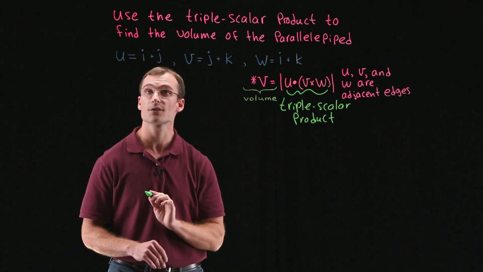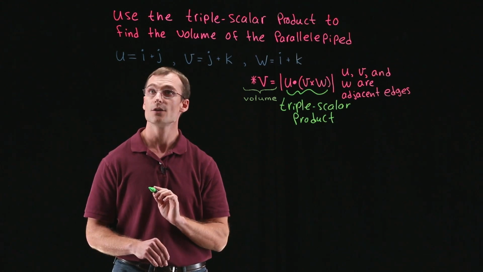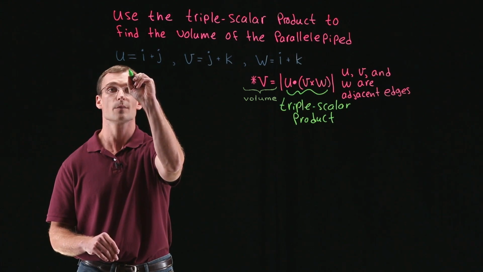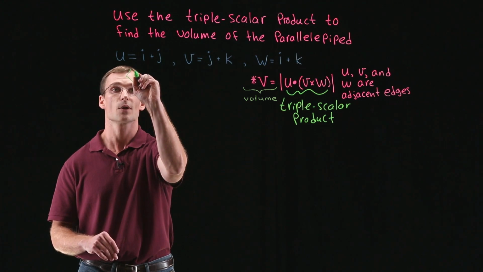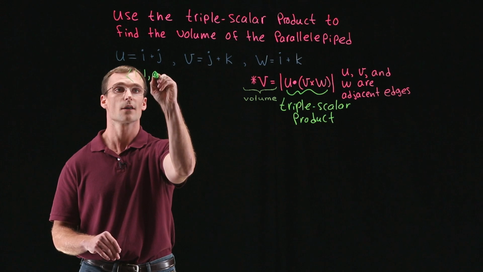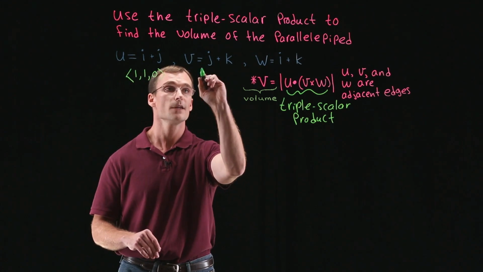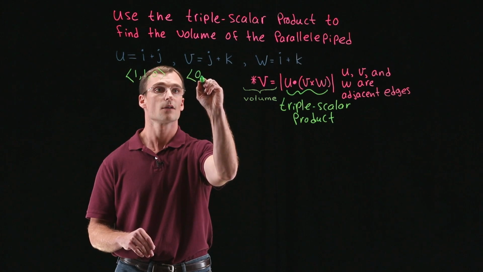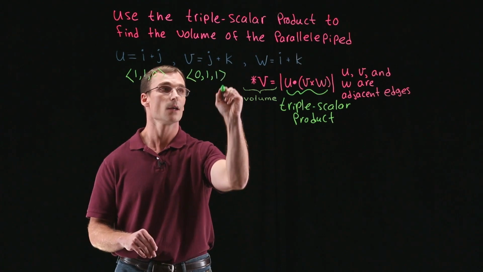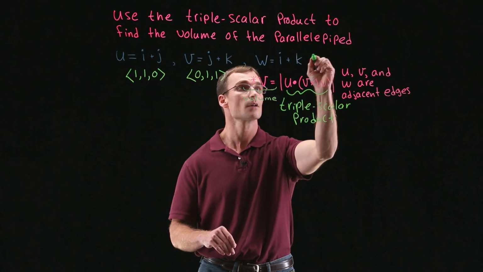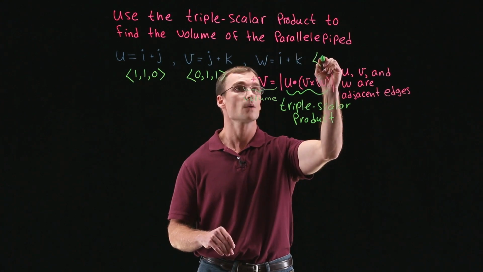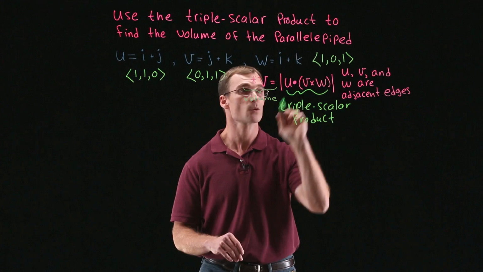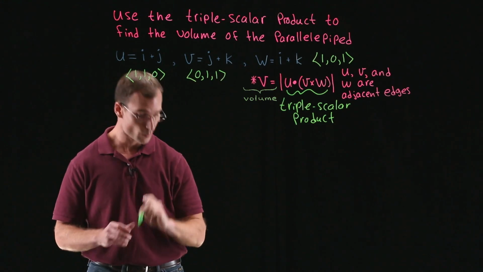Before we get there, let's see what we actually have in terms of u, or component-wise. So i plus j, so u is going to be a vector with components 1, 1, and 0, and v, j plus k, is going to be a vector with components 0, 1, and 1, and w, we have a vector with components 1, 0, and 1. And we need those to find our triple scalar product.